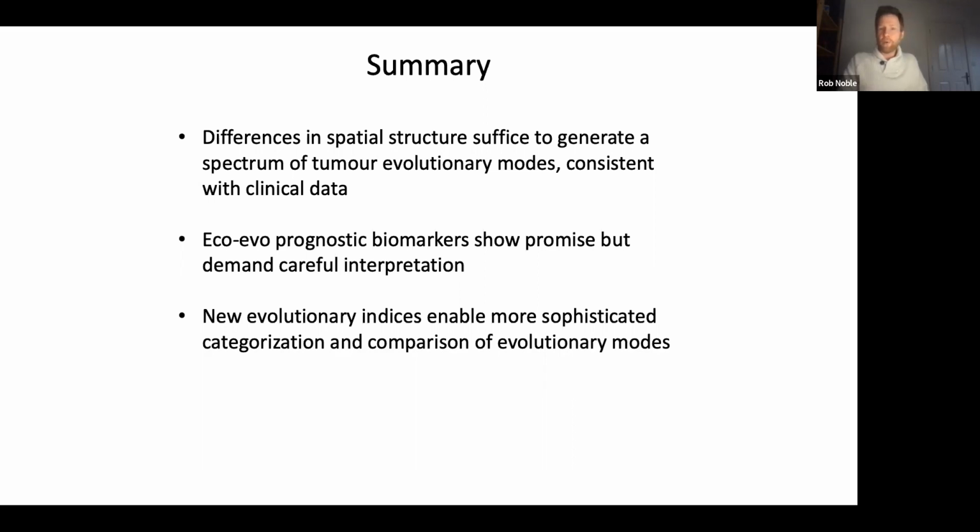We find that these prognostic biomarkers, like the degree of intratumor heterogeneity, could be useful, but they're quite complicated to interpret in some cases. You have to be a bit careful. And we've got these new evolutionary indices as well.